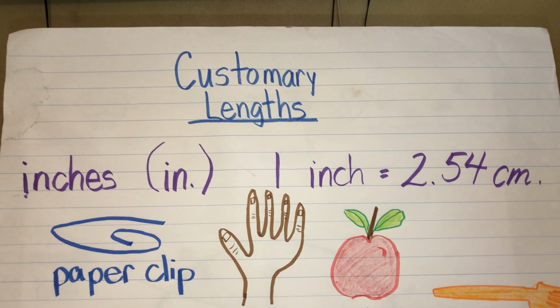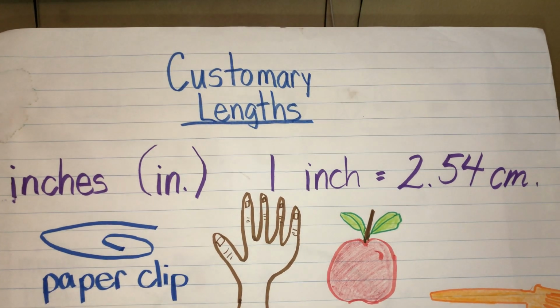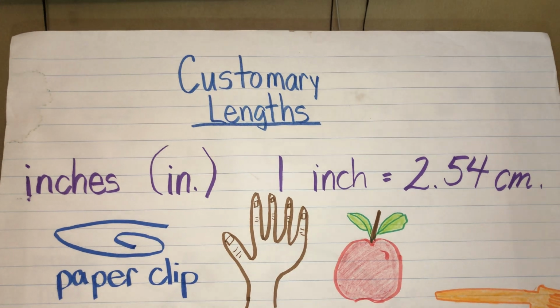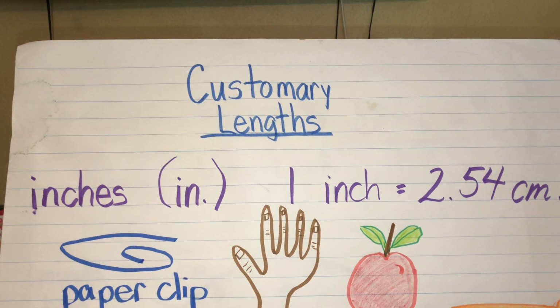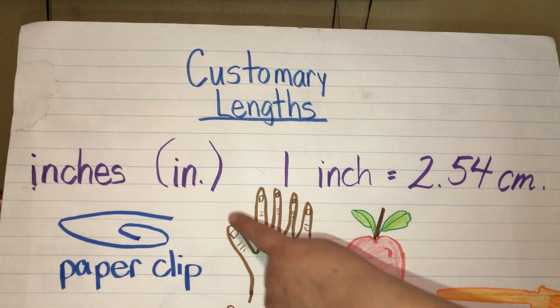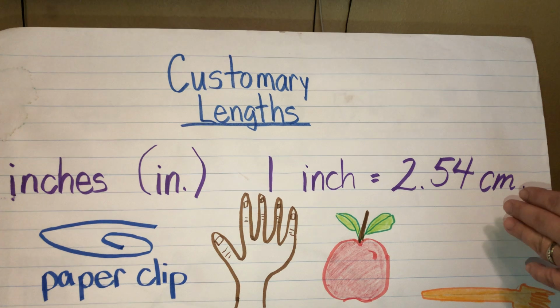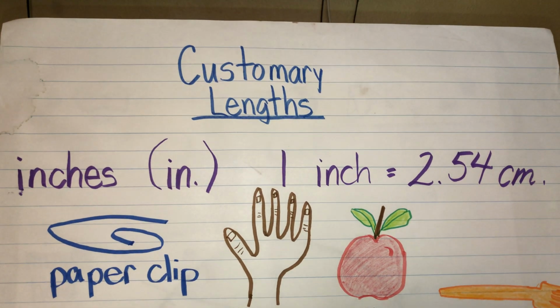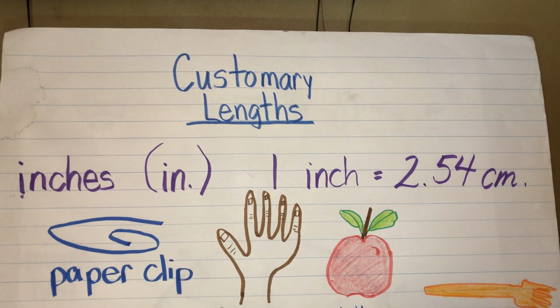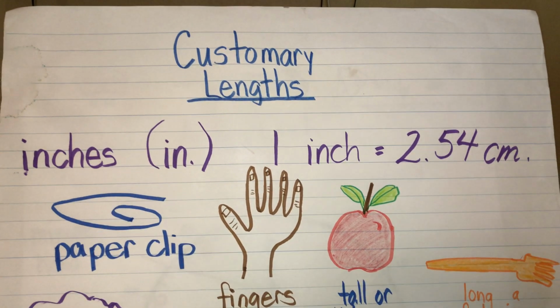It says inches, and then in parentheses you see an IN with a period. That is the abbreviation for inches. So instead of writing out the word inches, you can use the abbreviation, and that is how you would write it. And 1 inch is equal to 2.54 centimeters. So that's useful information to know for later on when we study centimeters.